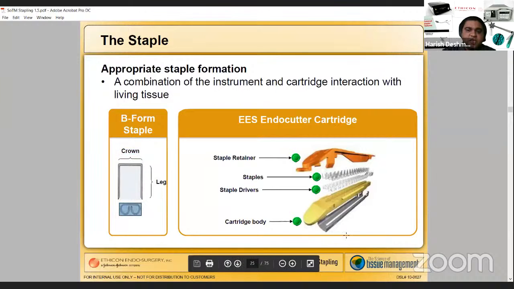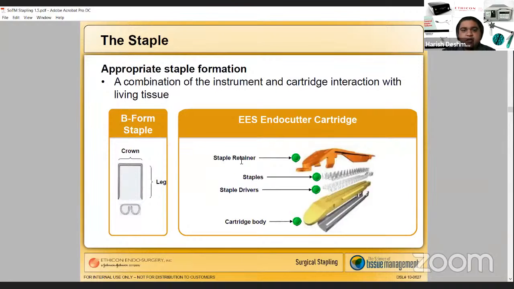In a stapler, basically there are four parts. First is the cap, which is also known as the staple thinner. Then we have the staples, followed by staple drivers, which help push the staples forward and staple the staple line, followed by the cartridge body.